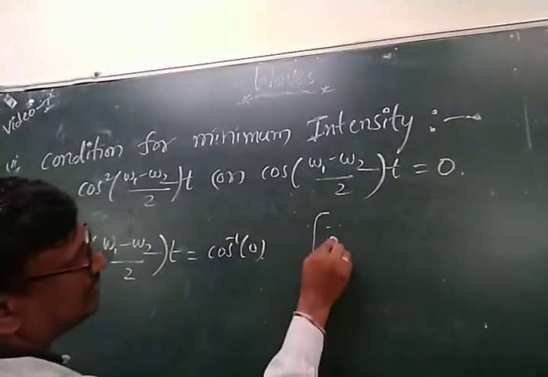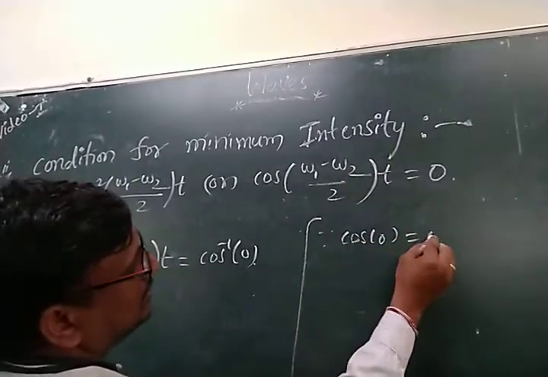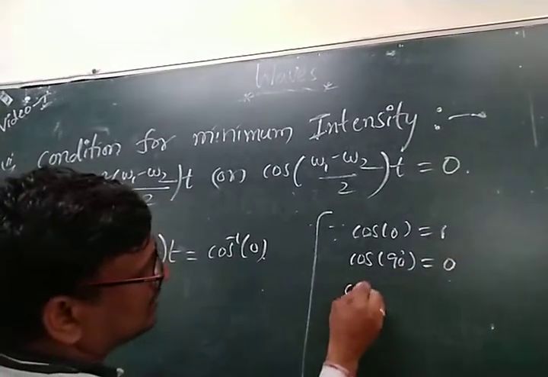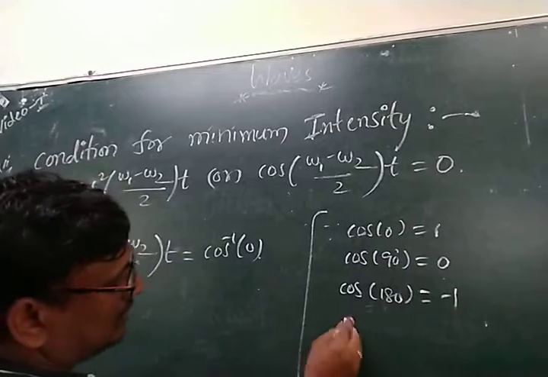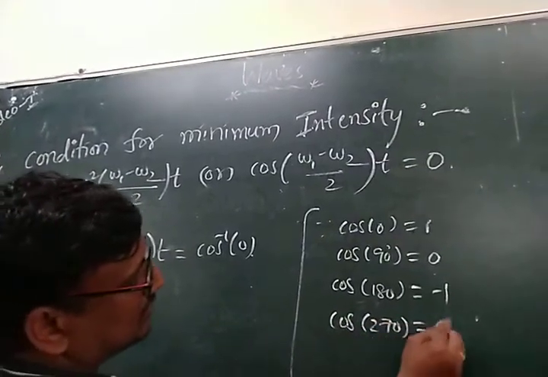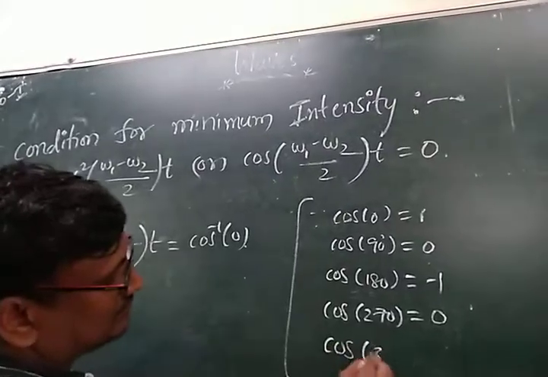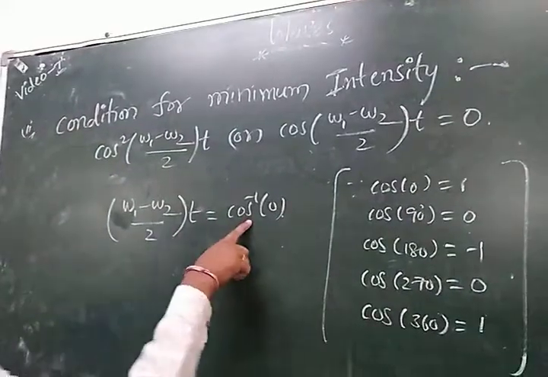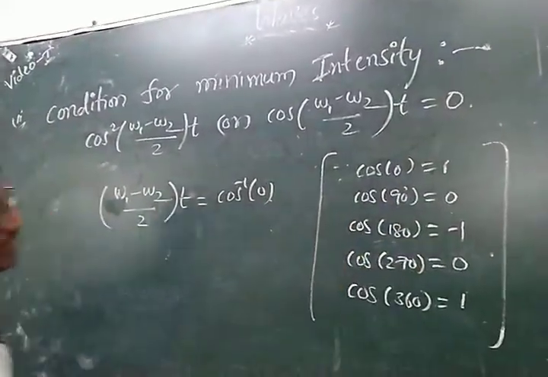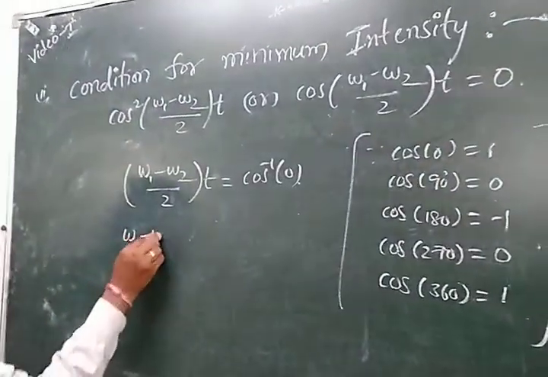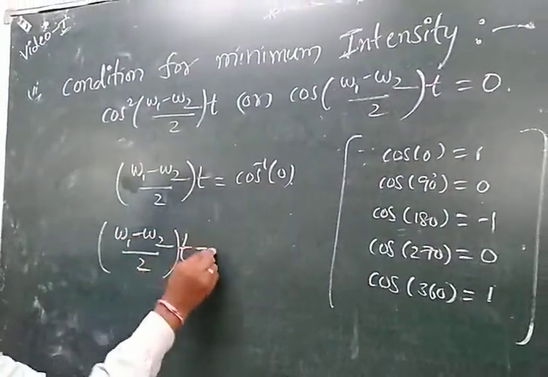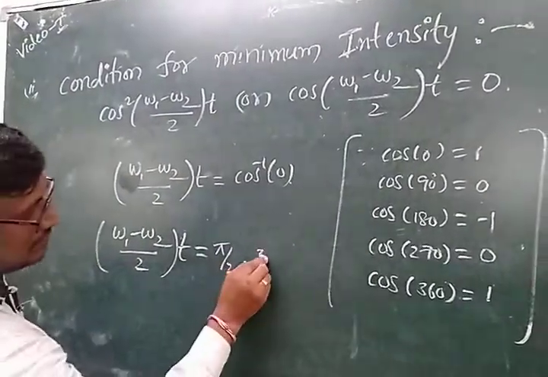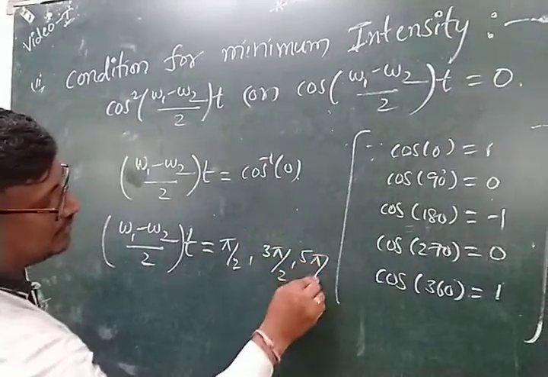Again we can write here the cos table. Cos 0 is 1. Cos 90 is 0. Cos 180 is minus 1. Cos 270 is 0. And cos 360 is again 1. This is the cos table. Now, where cos is 0, that is at cos 90 and cos 270. We can write (ω1 − ω2)/2 · t equal to 90 degrees. 90 is nothing but π/2. Next 270 is 3π/2, then 5π/2, and so on.